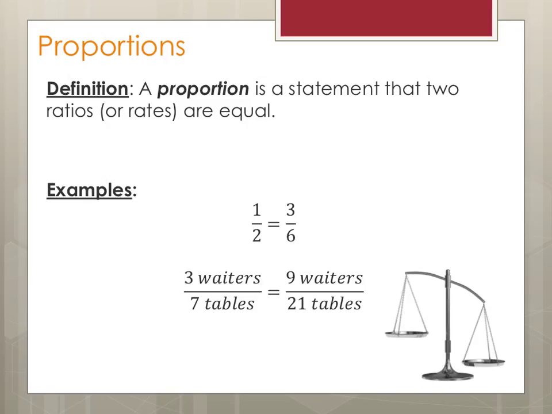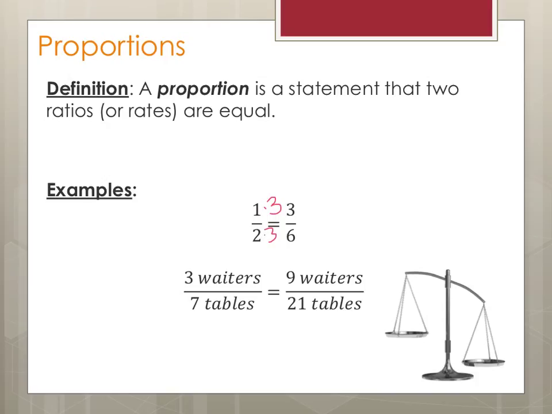Let's start with a definition. A proportion is defined as a statement where two ratios or rates are equal. So let's look at this first example here. Here we have a ratio, units are equal and canceled out, of 1/2 equals 3/6. And this is a true proportion. One ratio is equal to another ratio. We know that these two ratios are equal because they have a common factor of 3. If I did 1 times 3 and 2 times 3, I multiply the numerator and the denominator by the same number, I'll get 3/6. So we know for a fact that these are equal.